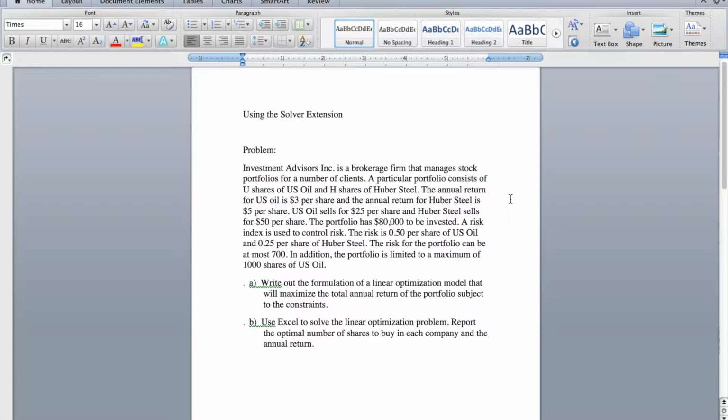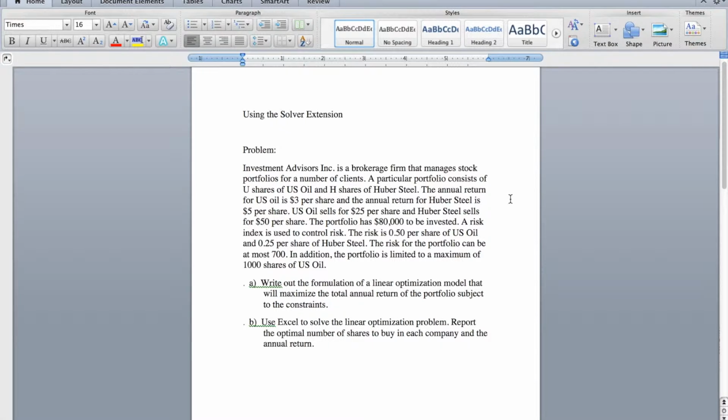Investment Advisors Inc. is a brokerage firm that manages stock portfolios for a number of clients. A particular portfolio consists of U shares of U.S. Oil and H shares of Hoover Steel. The annual return for U.S. Oil is $3 per share, and the annual return for Hoover Steel is $5 per share. U.S. Oil sells for $25 per share, and Hoover Steel sells for $50 per share. The portfolio has $80,000 to be invested.